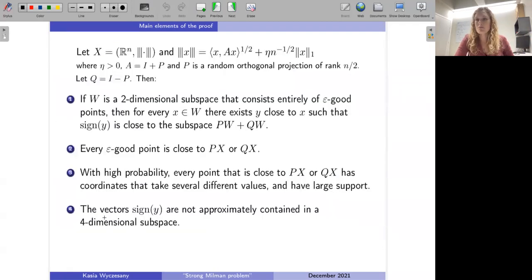So let me briefly, I think I have 2 more minutes, so I'll try to just tell you what happens. So I hope I more or less ticked off this one. I hope you believe me. Or hope you don't believe me and you'll read my paper to actually check that I was right. And the last thing that we are using is the claim that I've mentioned already, that the signs of y, those vectors which are sign vectors, do not fit approximately in a 4-dimensional subspace.